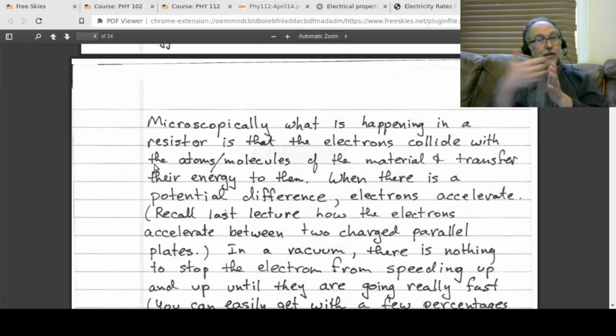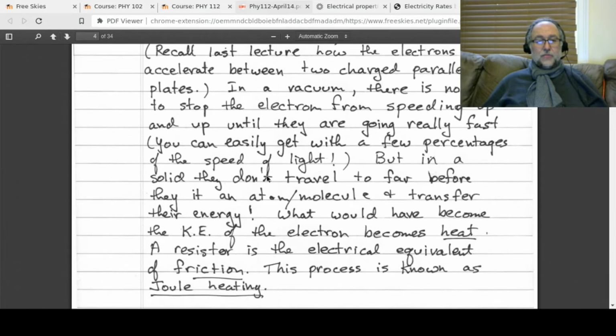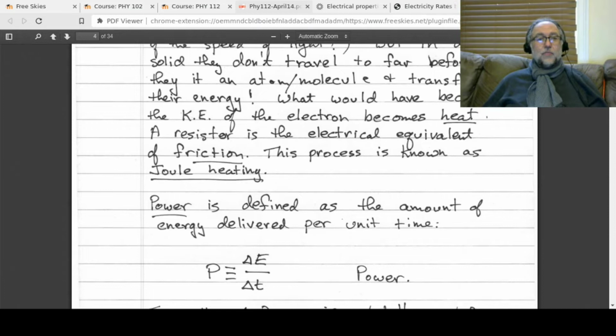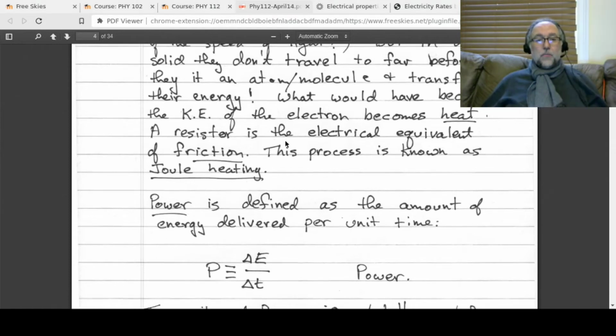Okay, but in a solid, it doesn't have that chance. It's going to hit things pretty quickly, and so it's continuously transferring its energy. And actually, this is what's known as Joule heating. So this paragraph here is basically all to describe Joule heating. And Joule heating, you can actually work out as a power transfer, or power. Okay, now what is power?